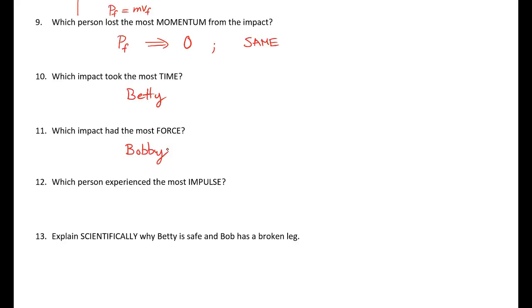Which person experienced the most impulse? Okay, remember impulse is the change in momentum. So technically they experienced the same impulse, the same change. Okay, why is Betty safe and Bobby not? I don't think he's broken. I think he's dead.